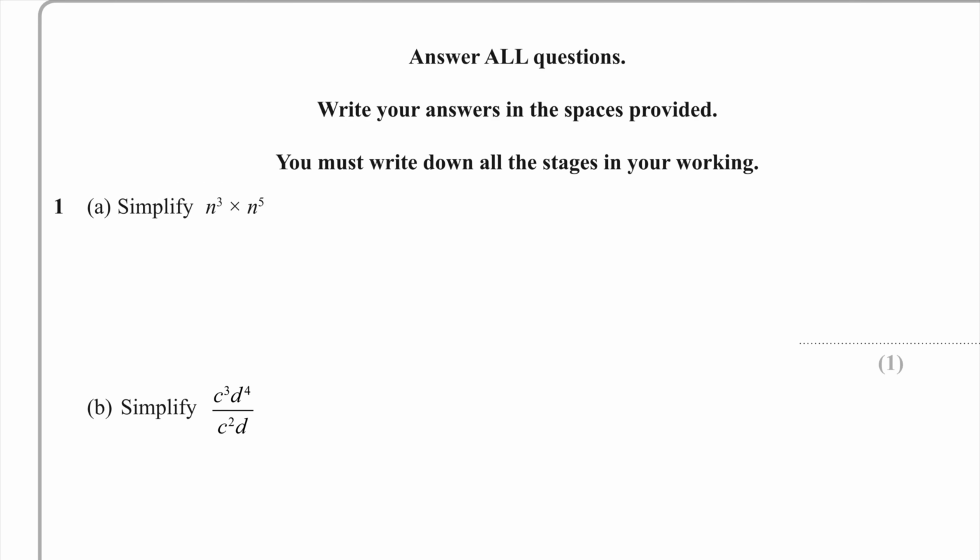Question 1a. Simplify n cubed times n to the power of 5. When we are multiplying, we add the powers. So this is equal to n to the power of 3 plus 5, which equals n to the power of 8.